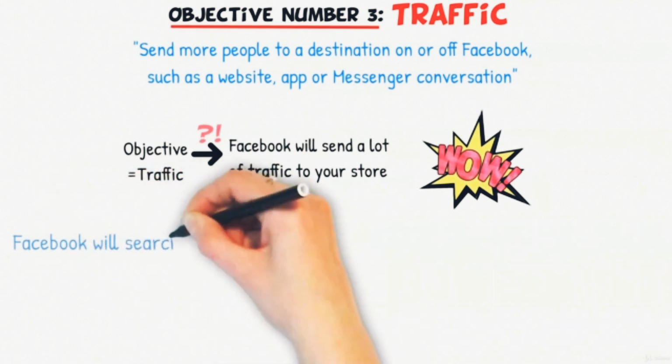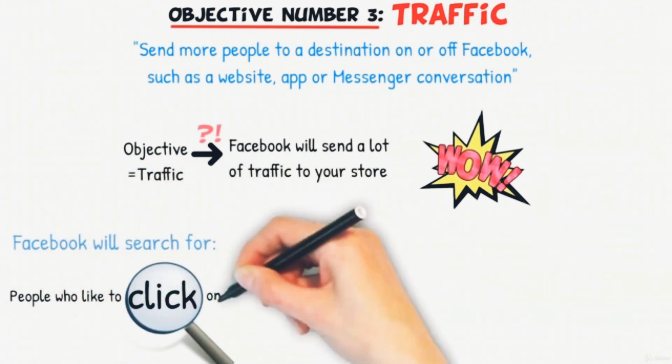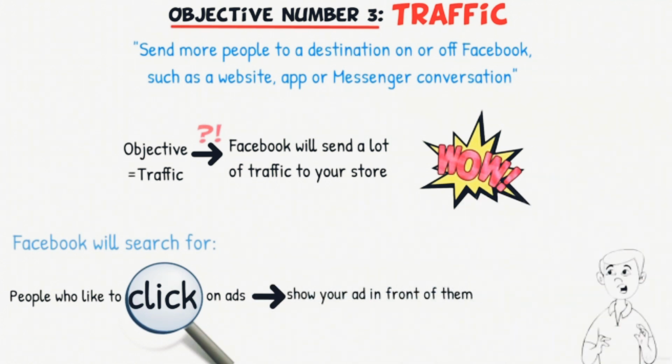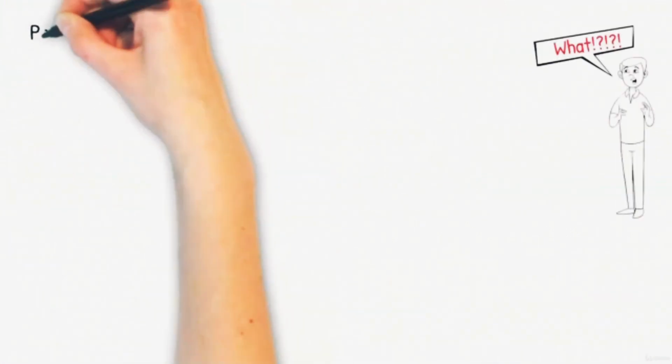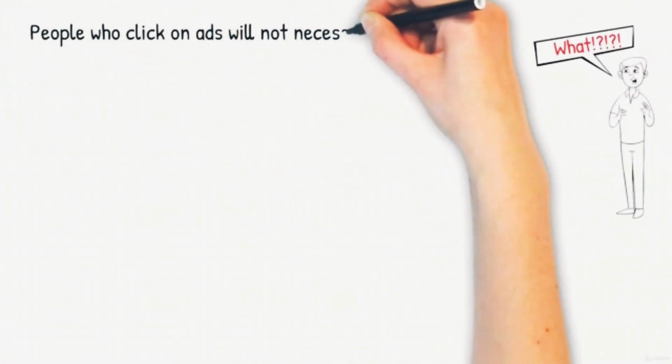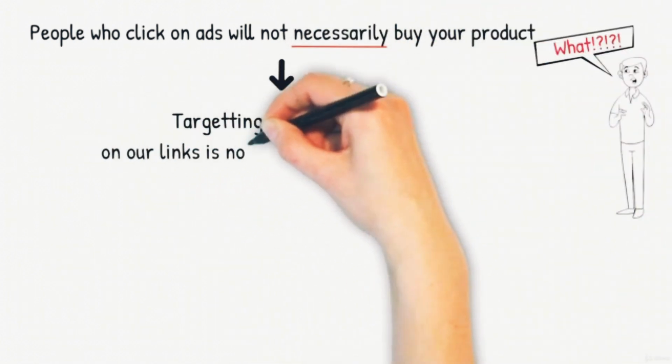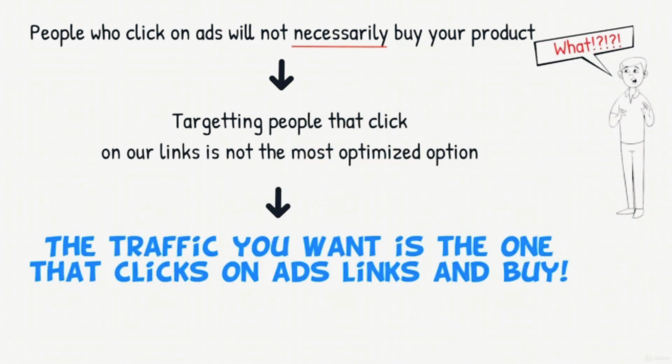When you pick this objective, Facebook will search in its directory for people who like to click on ads and will show your ad in front of them. Well, don't be surprised. At the end, that's what you ask Facebook to do. You ask Facebook to give you traffic, but this is not what you want. Because we all know that people who click on ads will not necessarily buy your product or services or give you their emails. So targeting people that click on our links is not the most optimized option. The traffic you want is the one that clicks on ads and buys.